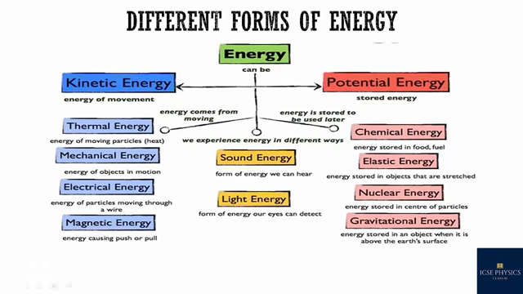Then what are the different types of energy? Thermal energy means it's related to heat. Mechanical energy, objects in motion. Electrical energy due to current. Magnetic energy causes a push or attraction. Then sound energy, light energy, solar energy can be a source of light energy. Chemical energy, energy stored in food, fuel. Elastic energy, stored in objects that are stretched. Nuclear energy, stored in the center of the nucleus of an atom. Gravitational energy, due to Earth's gravity.